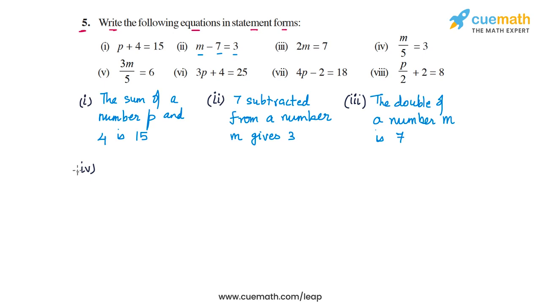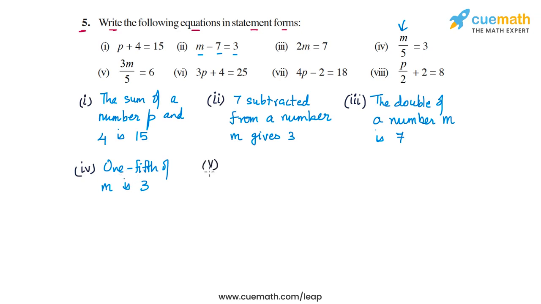In part 4, the equation is m by 5 is equal to 3. So m by 5, we could refer to as 1/5 of m. So we could say that 1/5 of m is 3. Okay, so this translates to m by 5 equal to 3.